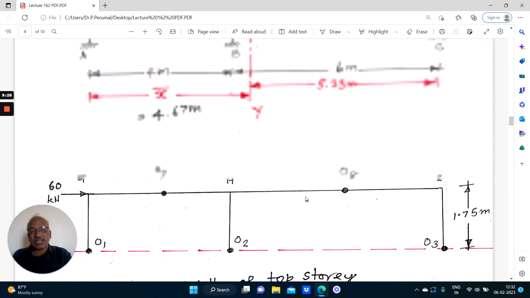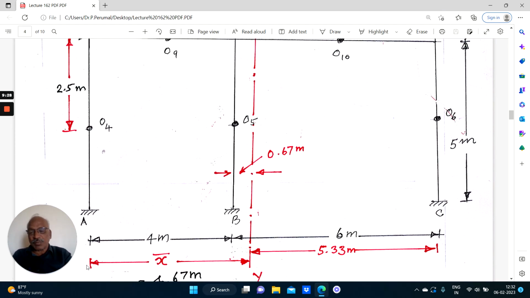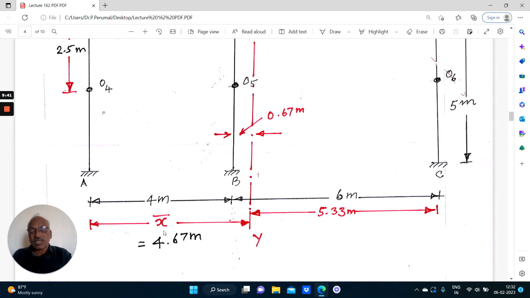This point is to be discussed. Yes, X bar equal to 4.67 meters. The center of gravity of all the three columns will be at 4.67 meters from A. So 4.67 is what we have calculated just now. So the remaining value will be 5.33, because the total is 4 plus 6 equal to 10.